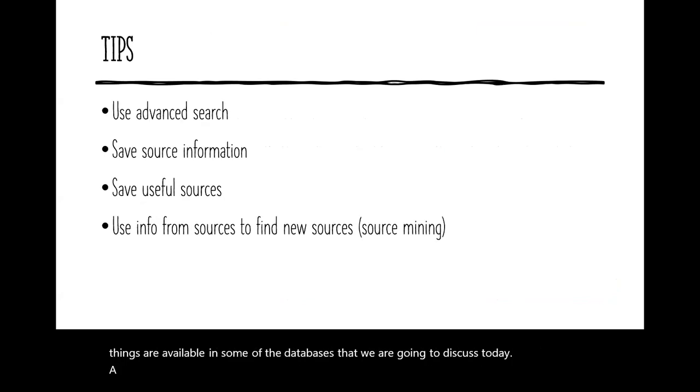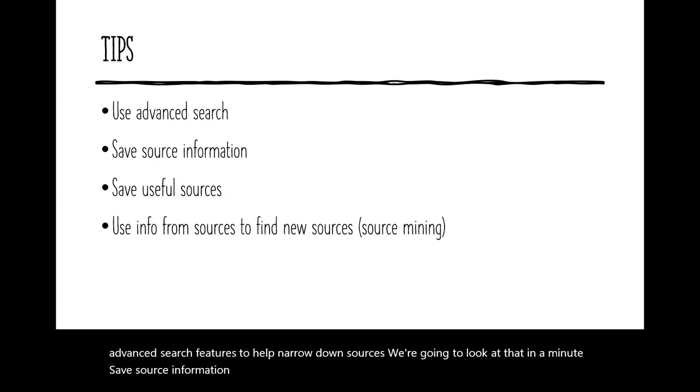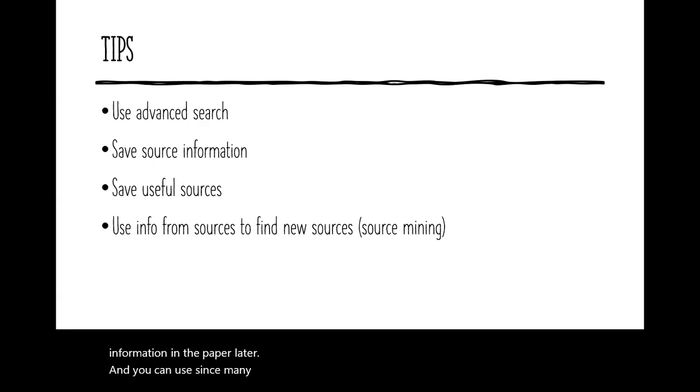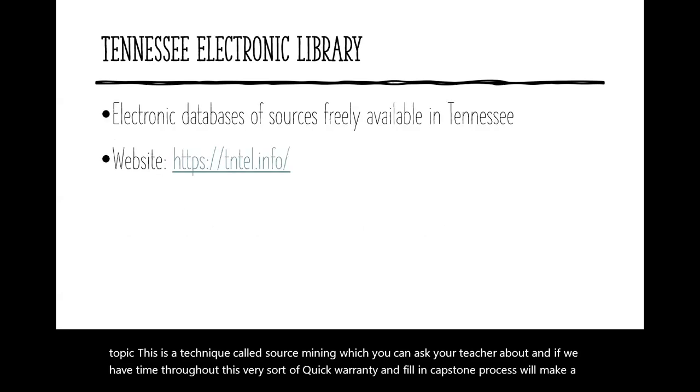Various tips for using a good electronic database like Tennessee Electronic Library is to use advanced search features to help narrow down sources. We're going to look at that in a minute. Save source information like authors, dating, and original publication to help do citation information in the paper later. And since many of these things tend to list the sources from which they found their information, you can use the sources inside those sources to find other relevant sources to the topic. This is a technique called source mining, which you can ask your teacher about. And if we have time throughout this very quick quarantine fill-in capstone process, we'll make a video on it.